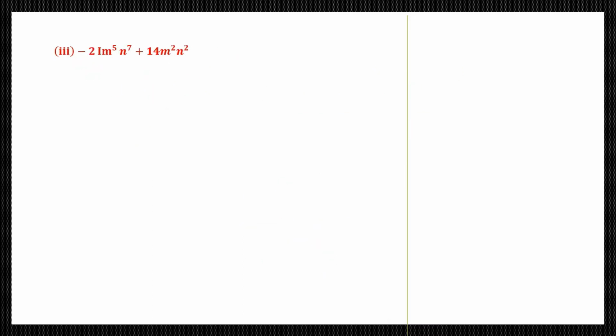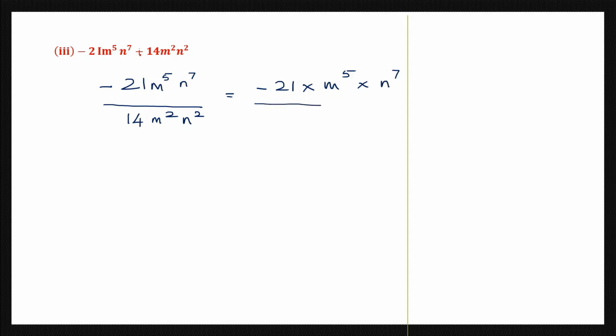Next question, minus 21. So let's write that down. Minus 21 m to the power of 5 n to the power of 7 divided. So that will be minus 21 into m to the power of 5 into n to the power of 7 divided by 14 into m to the power of 2 into n to the power of 2. So now here I can cancel minus 21 and plus 14. Both are divisible by 7.